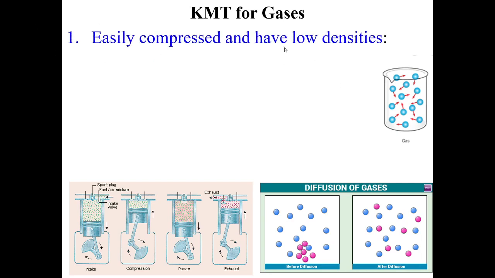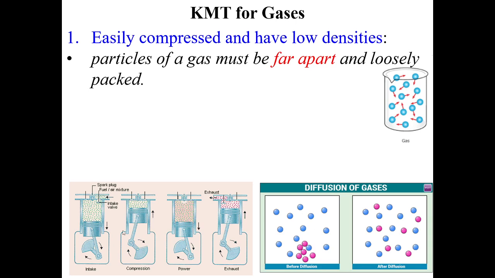All right, so KMT for gases. KMT is mainly for gases, to be honest, just because it's more interesting what gases do, because solids and liquids are kind of boring in how they interact with each other, really, for the most part. So gases are super easily compressed. We already talked about that, and they have really low densities, right? So you can see, they're spaced out in this container, right? Easily compressed.